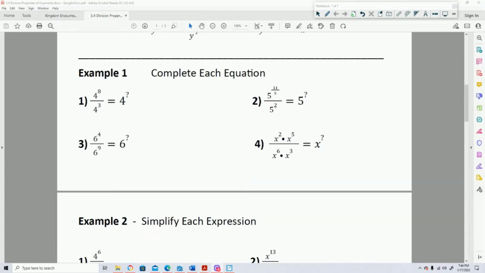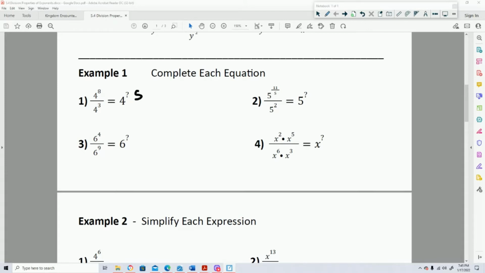The first set of examples we're going to look at is completing the equation. We've done this before. We have not done it with division, but it's just as easy with division as you'll see. To get this exponent here, we simply subtract these. So 8 minus 3 is 5. So you would write 5 for your answer. So that is 4 to the 5th.